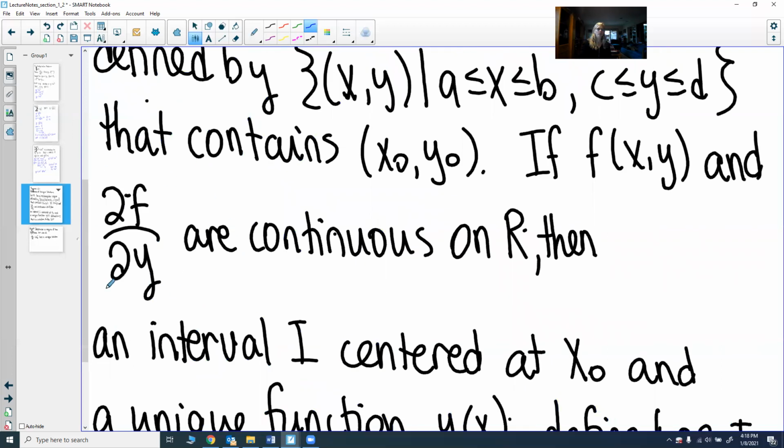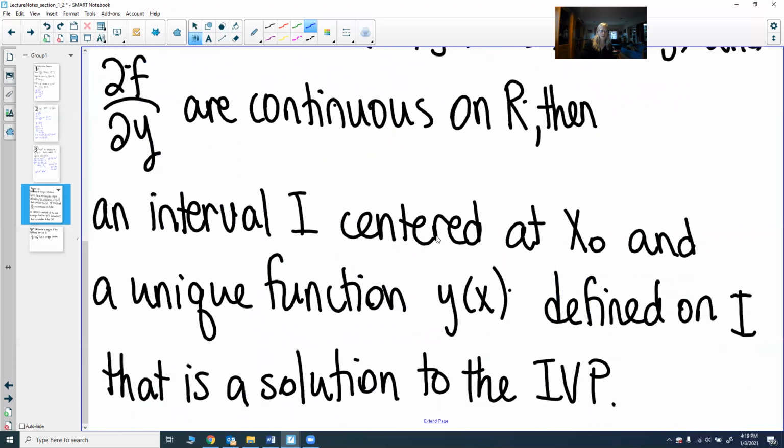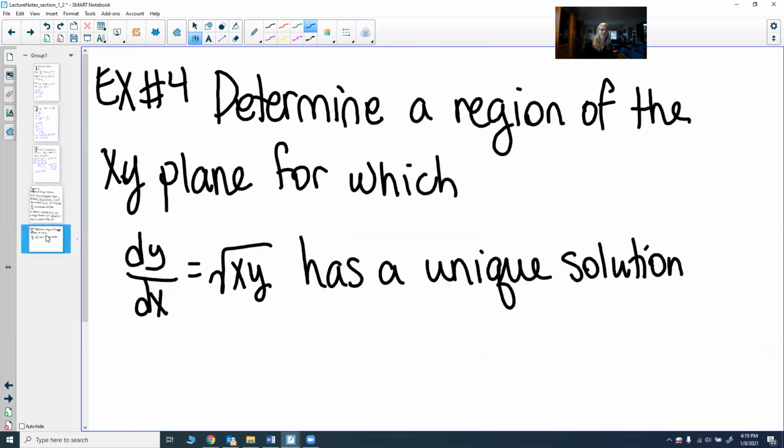We're going to talk about what this partial derivative means. For those of you who've not had Calc 3, we'll talk about what that means here. Those of you who've had Calc 3, you know what that means. And you'd have this unique function. So let's take an example of this.